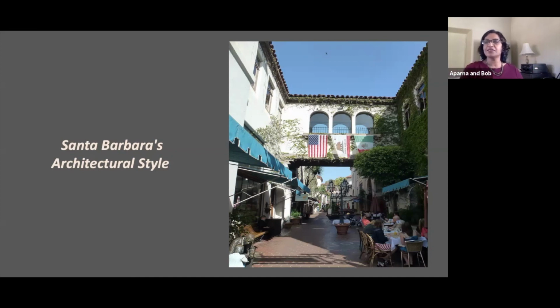Bob and I researched this to understand how it all happened. I focused on the history of our Spanish architecture and how different architectural styles evolved over time in Spain and its colonies, while Bob focused on why we chose this particular style, the people that worked towards bringing about this change, and how it all came about after the 1925 earthquake.